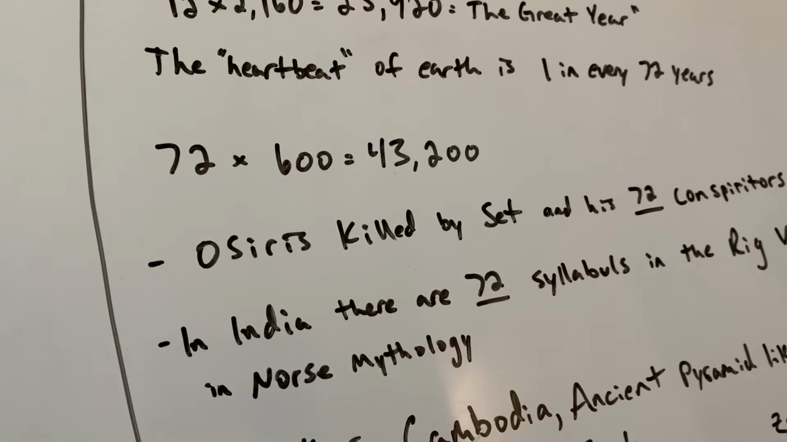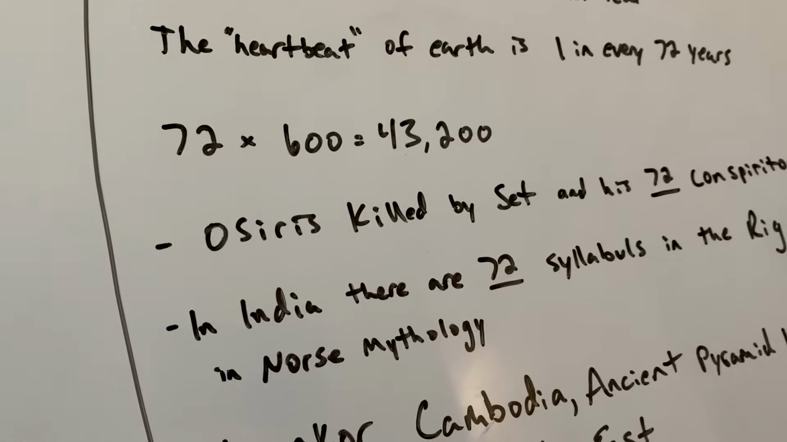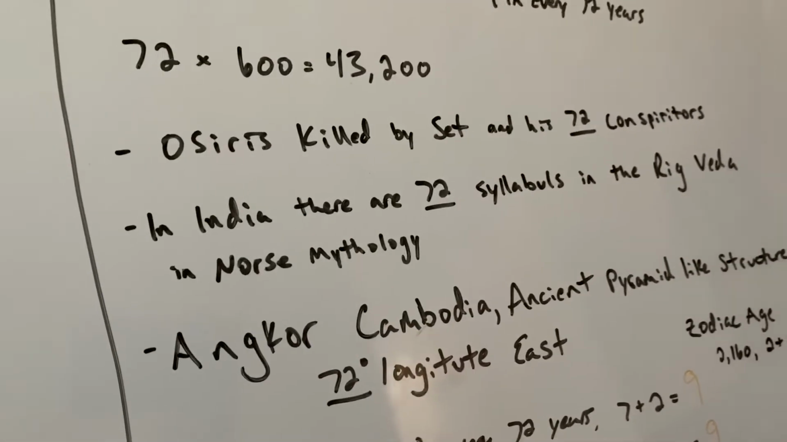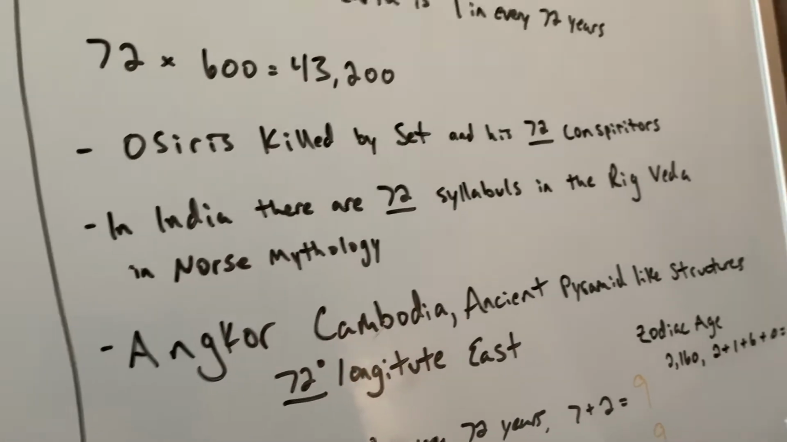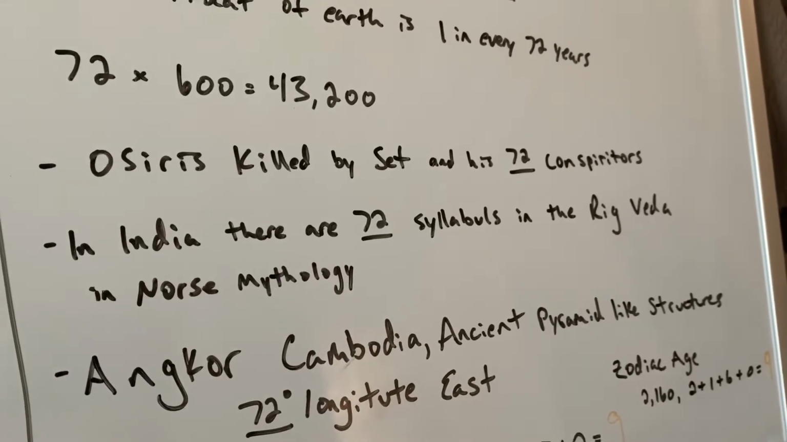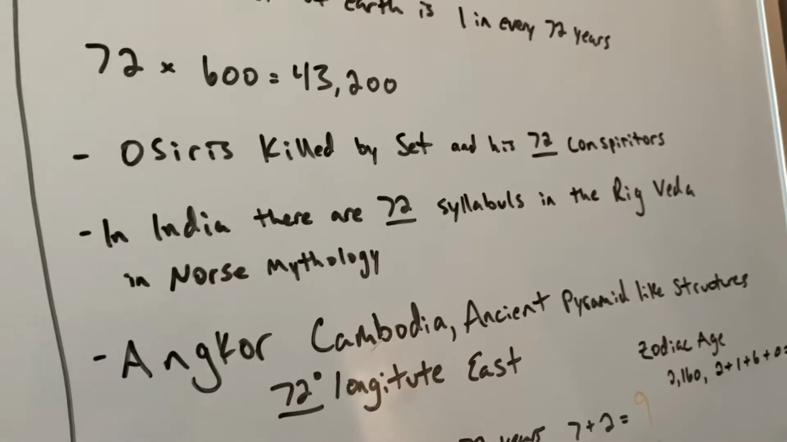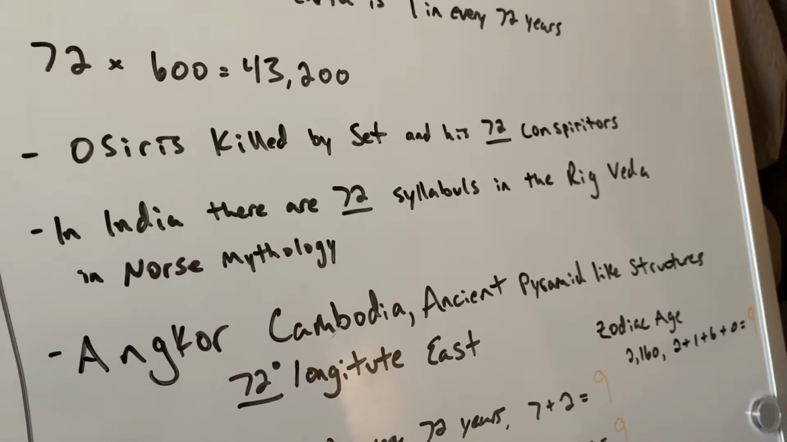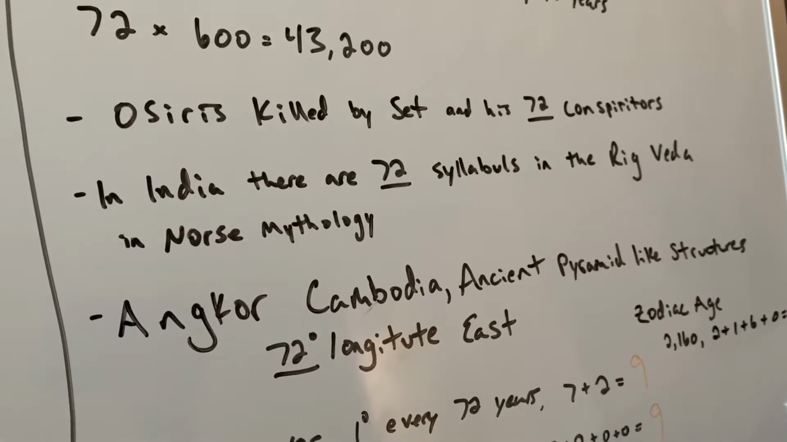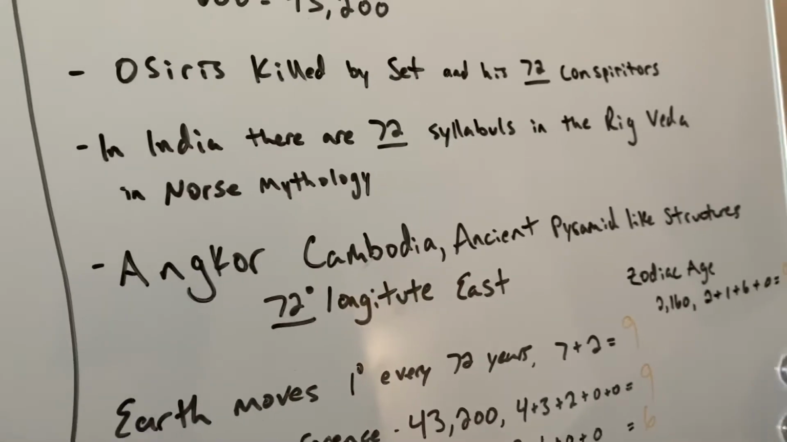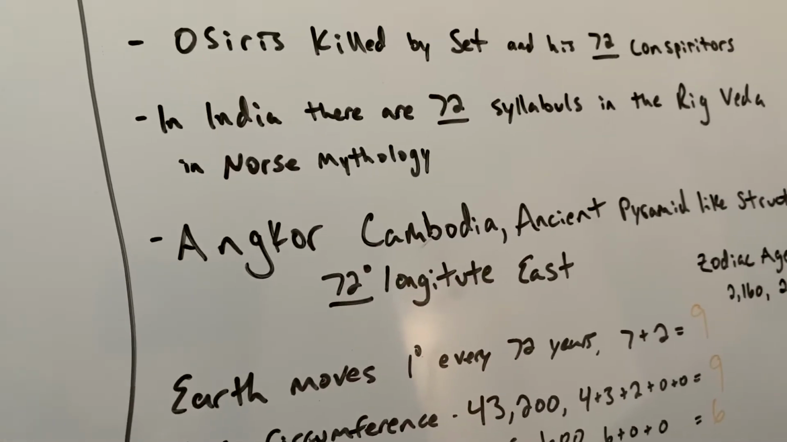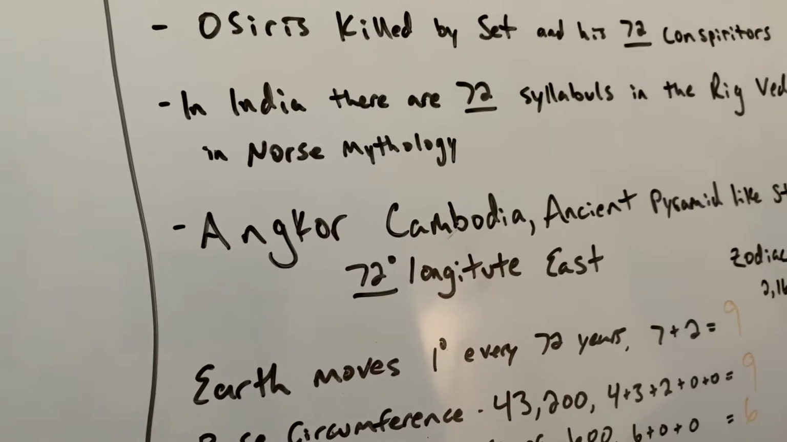Now, that was tying in the 72 with 43,200. Then we get to the number 72 coming up in other places other than just at this pyramid. Osiris was killed by Set and his 72 conspirators. Well, that had something to do with it, but the next two don't. In India, there are 72 syllables in the Rig Veda, in Norse mythology. Angkor, Cambodia, has ancient pyramid-like structures that are 72 degrees longitude east.